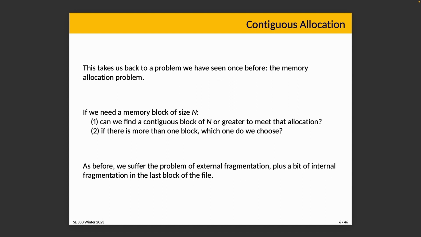And it takes us to a problem that we saw once before. This was what we said in memory, but the same applies to disk as well, which is if we need a memory of size n, it has to be in one chunk. Can we find a contiguous block of at least the size that we need to meet this request? If there's more than one block, which one do we choose? And there is a possibility of external fragmentation, in the sense that if there are two files allocated next to one another and there's one block in between them, maybe that block isn't enough to be useful.